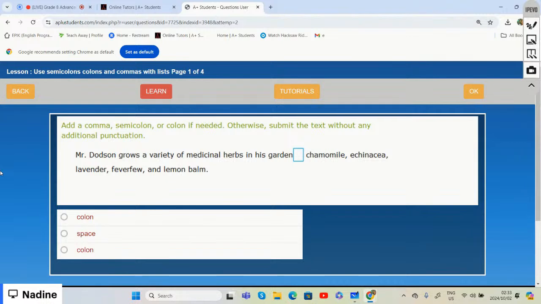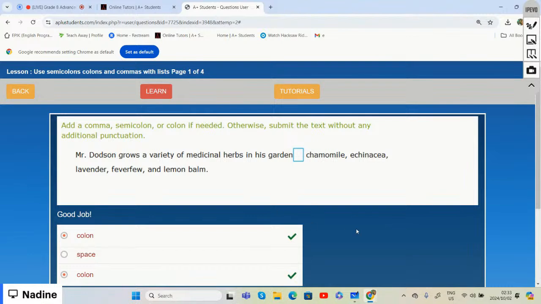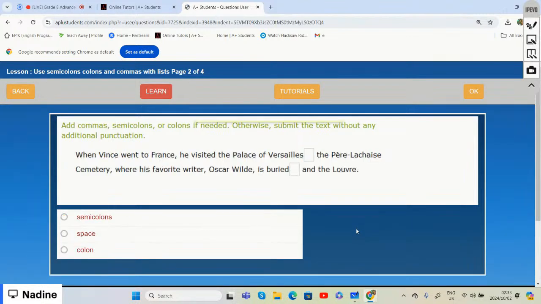All right. And if we were to choose the correct option as to what we are going to be using, then we're going to use a colon because we are going to use a colon after the independent clause. So that's the independent clause. Mr. Dodson grows a variety of medicinal herbs in his garden, and then his list of things are after the independent clause. So we're going to use a colon. All right, look at the next one.